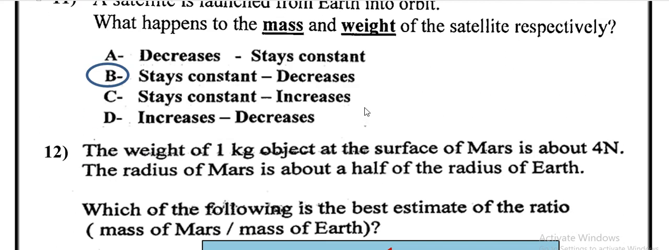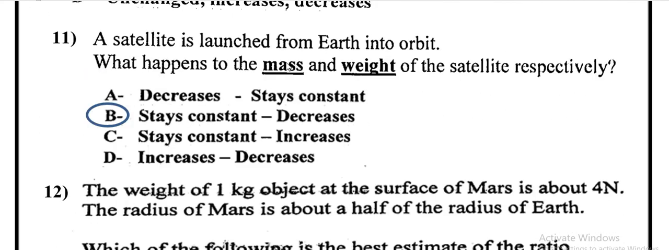Question number 11. A satellite is launched from Earth into orbit. What happens to the mass and weight of the satellite? Mass remains the same, but the distance increased, so the gravitational force decreases and the weight will decrease.